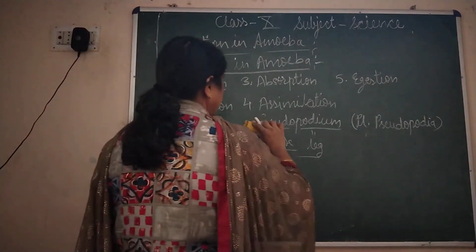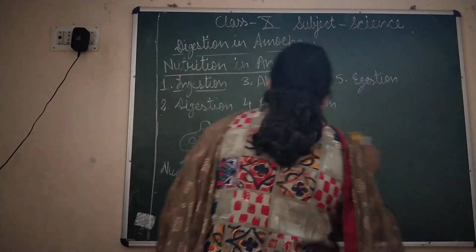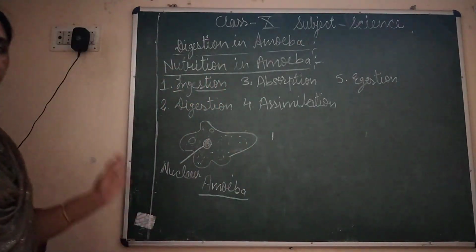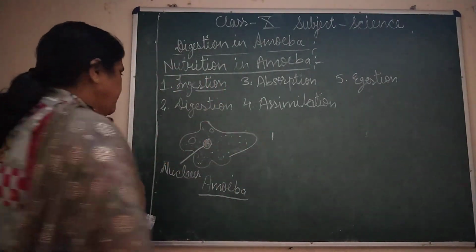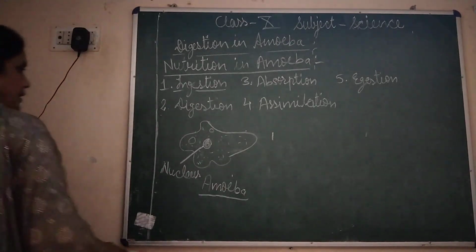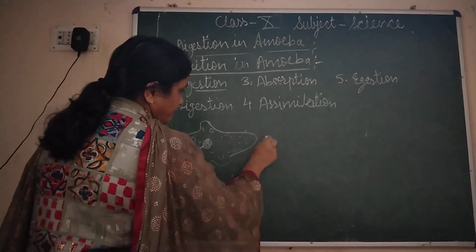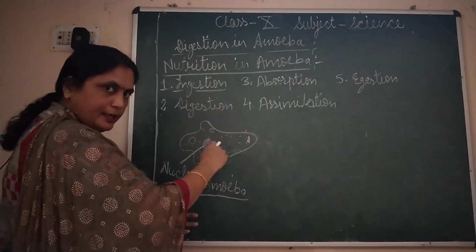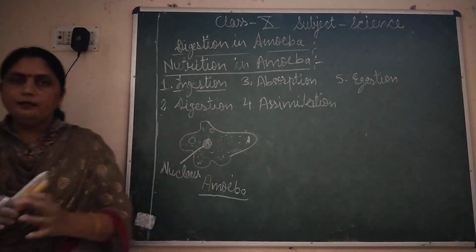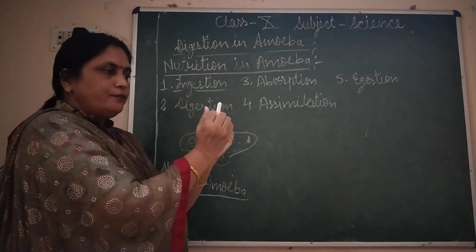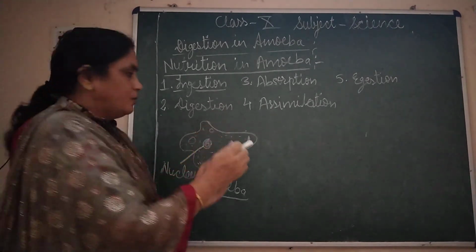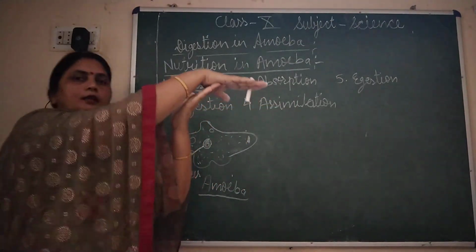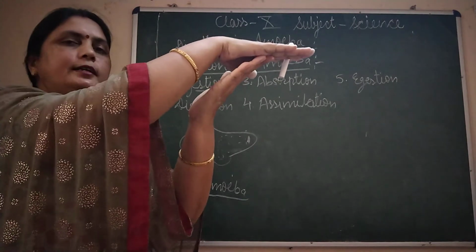Now we come to our topic of ingestion. Here is the foodstuff. Making a pseudopodium, it starts moving towards it. And when it moves towards it, it covers it completely. Now this foodstuff is below it, it has covered it, and now it will fold itself to make a cup around it. It moves on the food and covers the food item, like this. Here is the food item, it covers the food item.